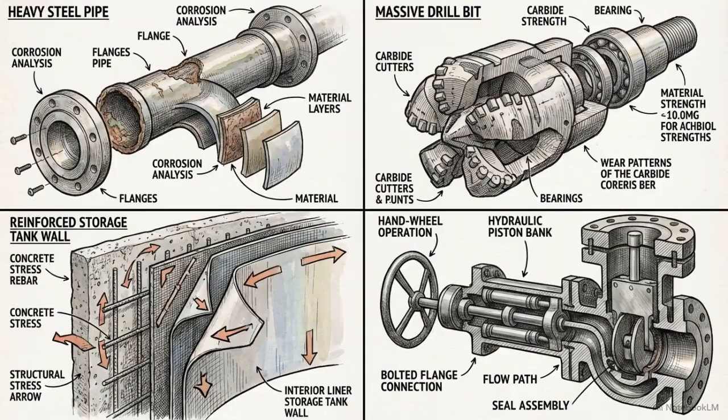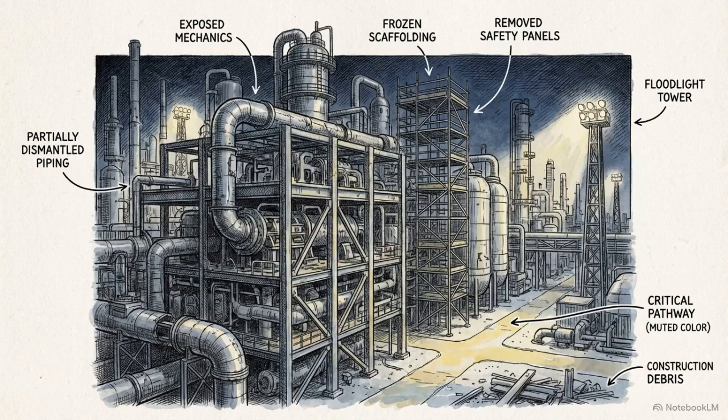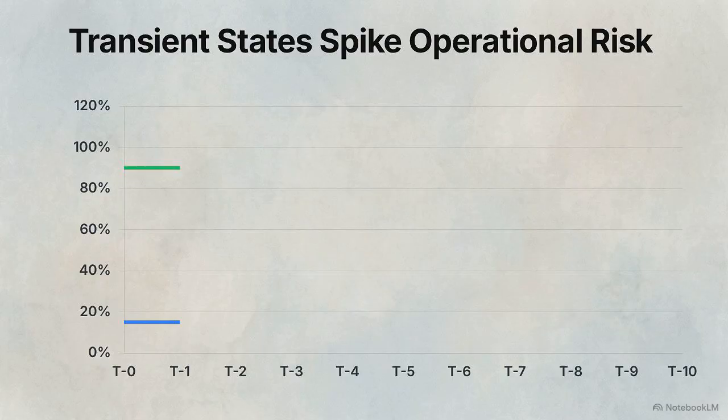Across these 4 events, the hardware alone rarely caused the disaster. These were failures of human competence, extreme workload conditions, and organizational cultures that ignored the warning signs of degraded barriers. This socio-technical vulnerability peaks during transient operations, such as startup, shutdown, and maintenance. This chart shows how risk profiles change during different operating modes.